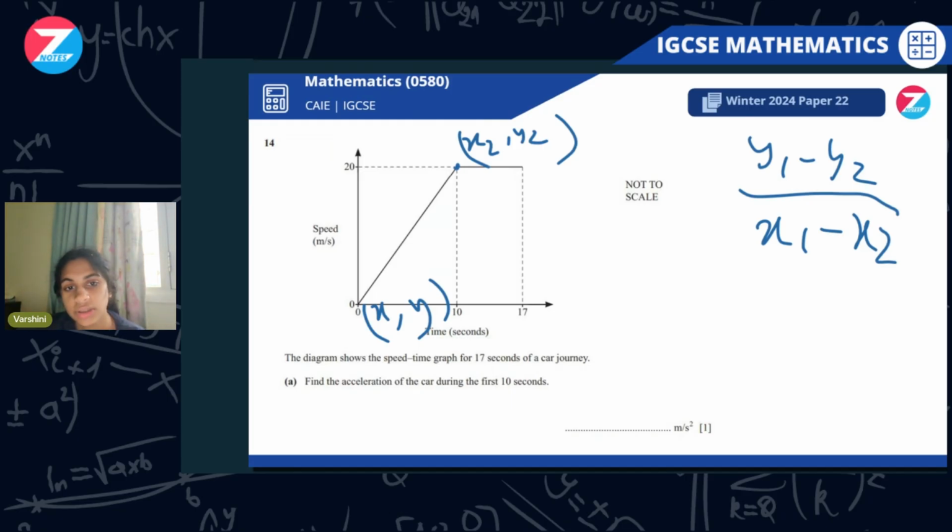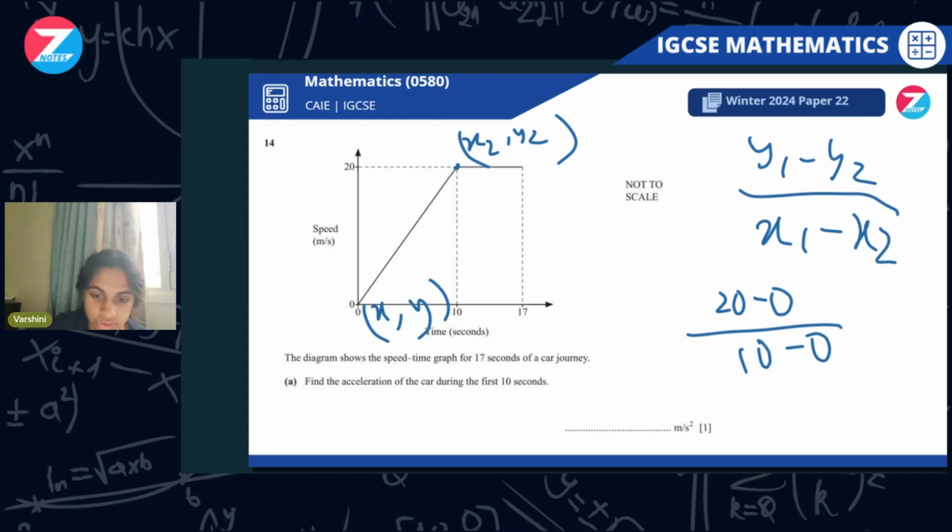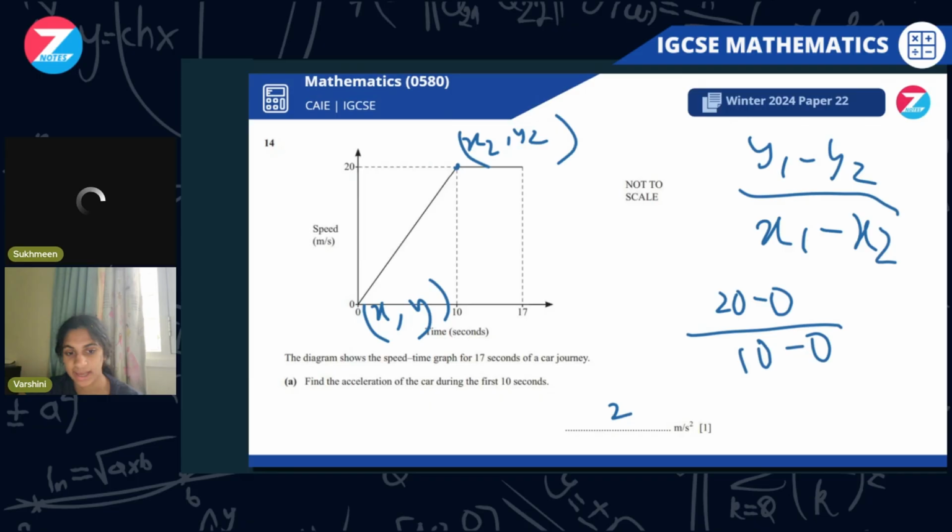So now we just need to do this point. Over here, y is going to be 20. So 20 minus 0 divided by, at this point x is 10, at this point x is 0. So 10 minus 0. That's nothing but 20 by 10, which is 2. So you should get 2 meters per second squared. If you're confused about acceleration being the gradient, we also know that speed is meters per second and time is seconds. So if you divide meters per second by seconds, you'll get meters per second squared, which is a unit of acceleration.